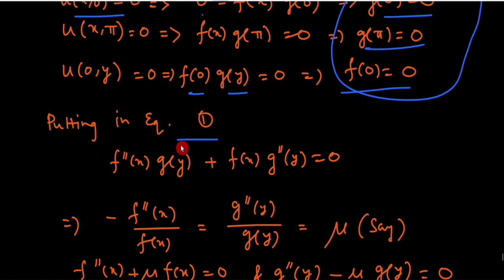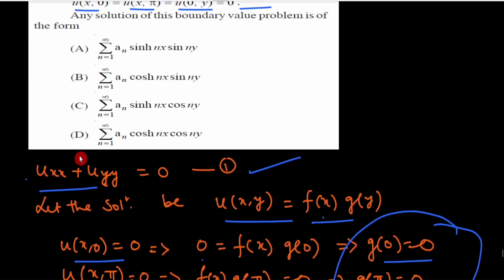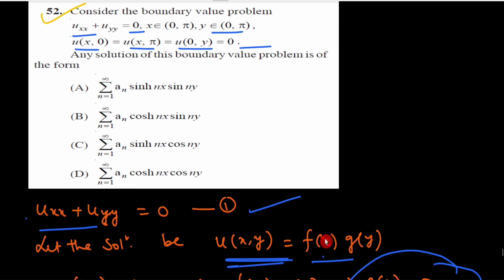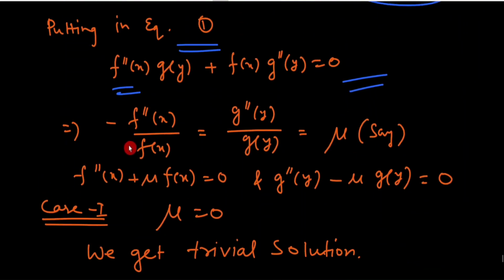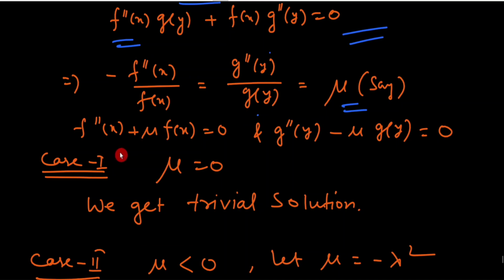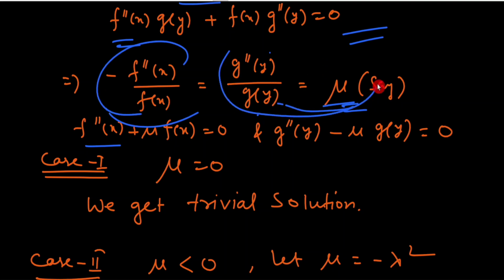So putting u = f(x)g(y) in equation 1, we calculate the second order partial derivatives and put them in equation 1. We get f''(x)g(y) + f(x)g''(y) = 0. This implies −f''(x)/f(x) = g''(y)/g(y) = μ, a constant. So these two equations imply f''(x) + μf(x) = 0 and g''(y) − μg(y) = 0.